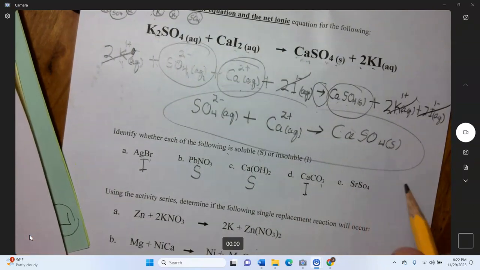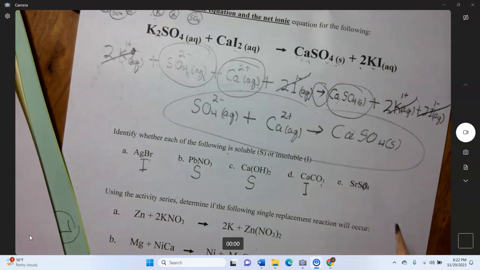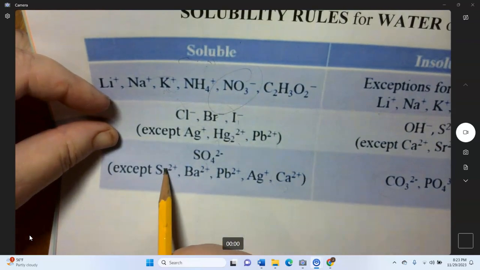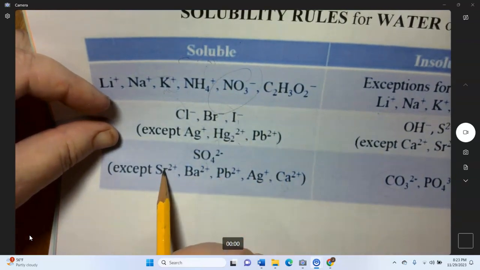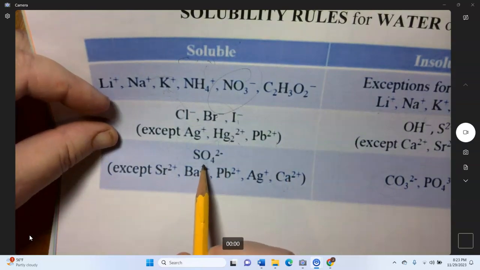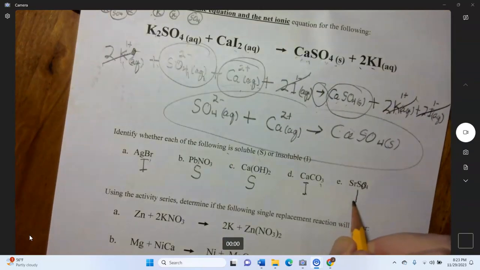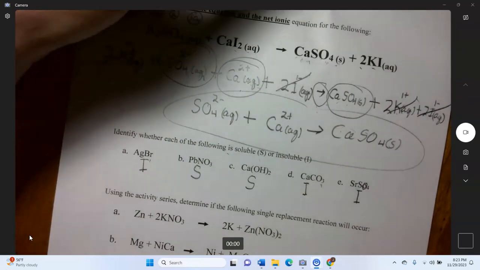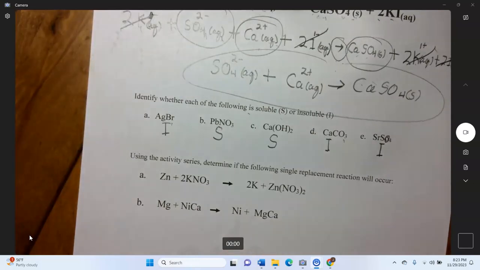And finally, SrSO4. So SO4 is soluble. It's in the soluble column. It's soluble with everything except these 5. And strontium is one of those exceptions. So SrSO4 is insoluble. You put an I there. Okay, that takes care of that. I think that one's pretty easy. I think you guys all get that one. All right.